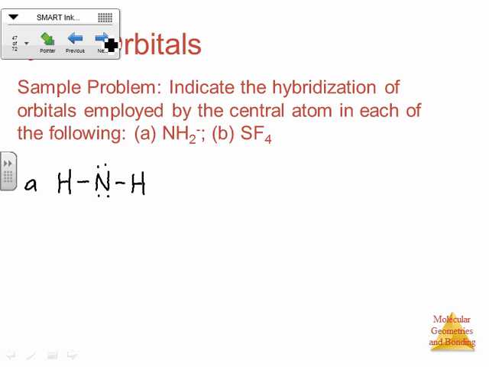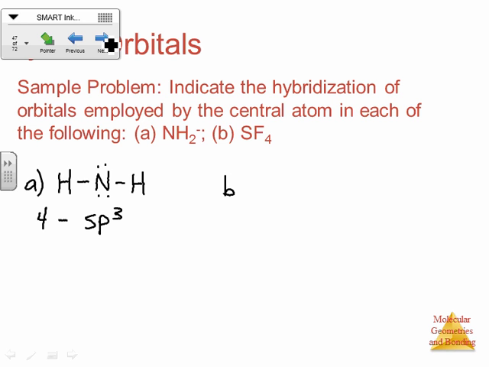So for A here, all you have to do is count up the domains around the central atom. We have 4 domains around the central atom, which means that we've got 4 hybrid orbitals here, okay? Even though 2 of them are lone pairs, they're still all going to hybridize so that they can get as far away from each other as possible. And so what we end up with here is sp3 hybridization, because we've got 4 domains around the central atom, so that's going to be sp3.